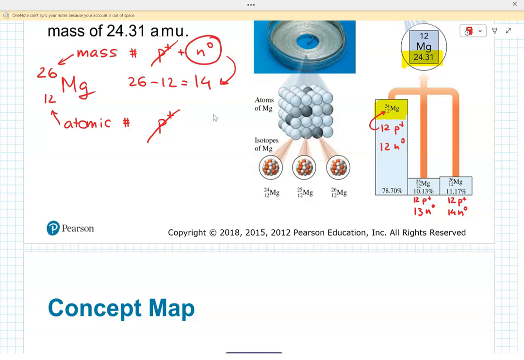Isotopes, do they have the same chemical properties? Yes. Magnesium 26, magnesium 25, magnesium 24 can be engaged in exactly the same types of chemical reactions, and they're going to behave exactly the same in those chemical reactions. Because if neutrons are different, it doesn't matter. It's protons that determine the chemical character.